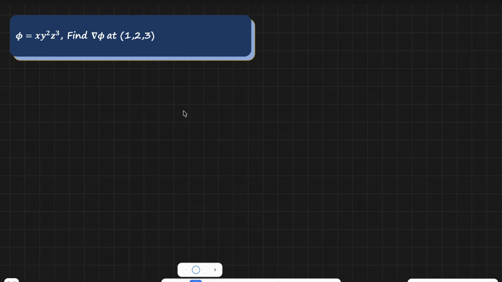Now come to the next problem. Let's say you have this particular example and you want to calculate the value of the gradient. How will you find the value in this case?